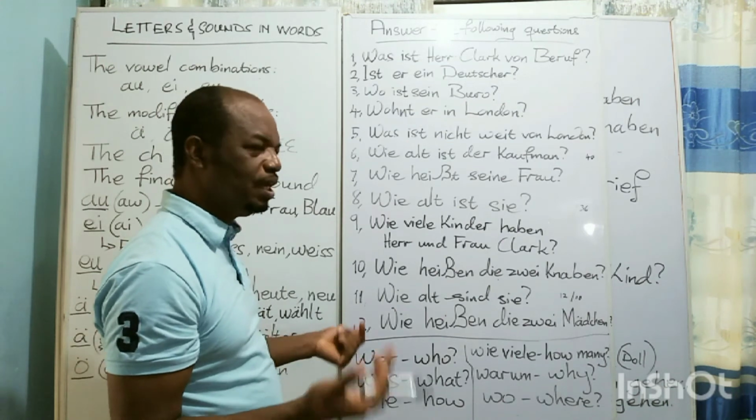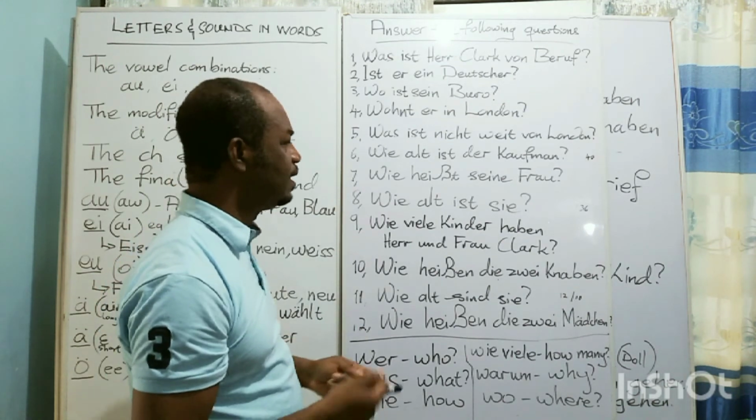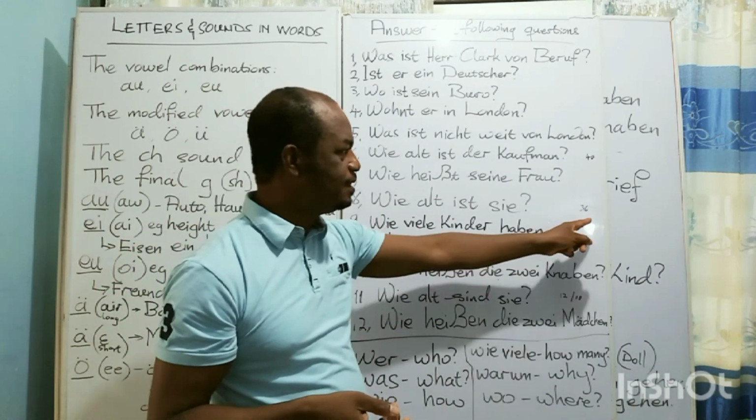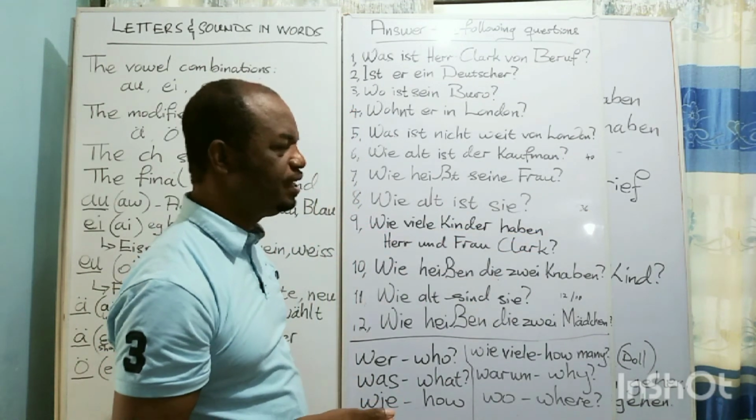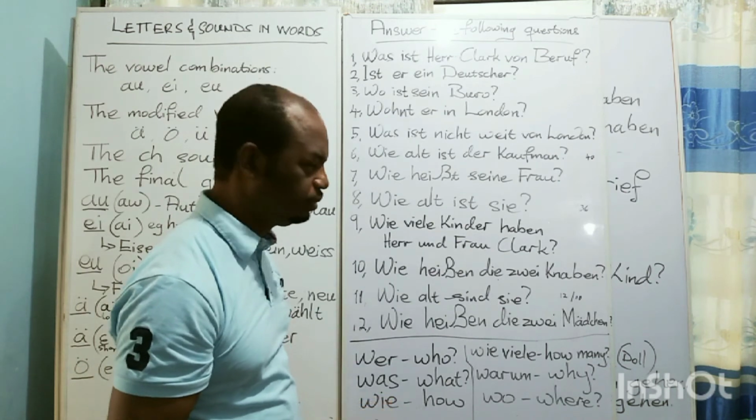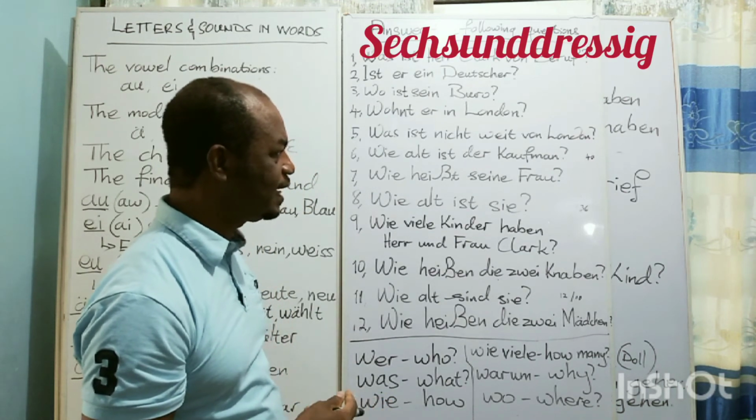How old is she? Then you answer, sie ist 36 Jahre alt. She is 36 years old. Sie ist 36 Jahre alt.